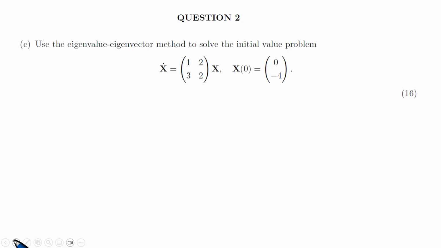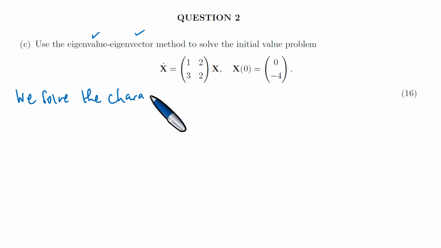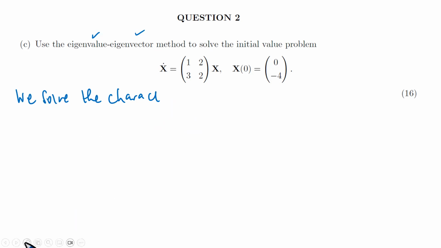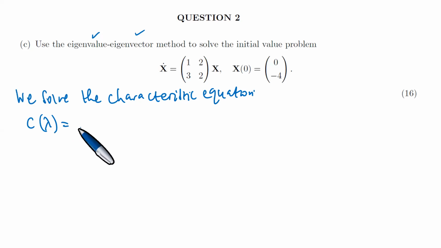Using the eigenvalue eigenvector method to solve this problem, we first find the eigenvalue and then the eigenvector. Let's just keep ourselves busy with it. The first thing we do is we solve the characteristic equation. What is the characteristic equation and how do we achieve it? We've called it C of lambda. And C of lambda is going to be the same as what?